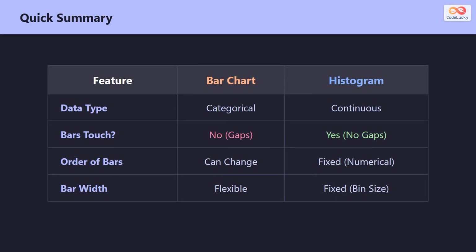Let's recap. Bar charts are for categories, have gaps, and can be reordered. Histograms are for continuous numbers, have no gaps, and the order is fixed. Keep this table in mind next time you are visualizing your data.